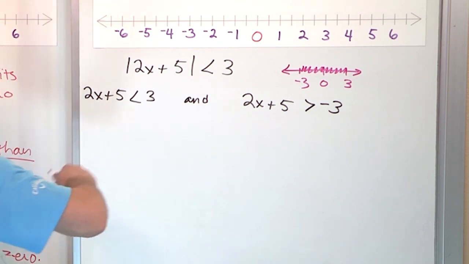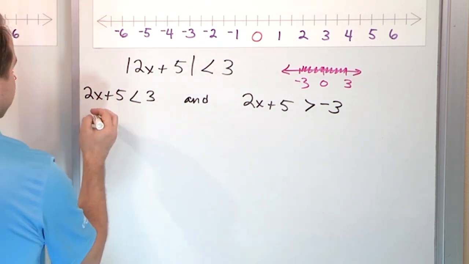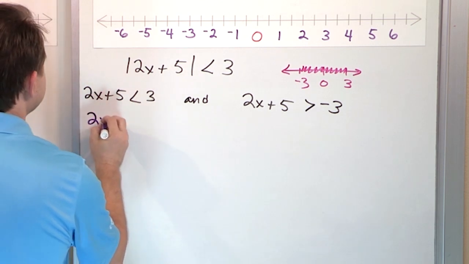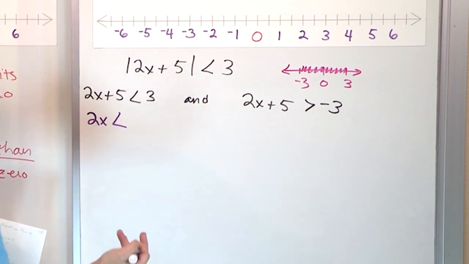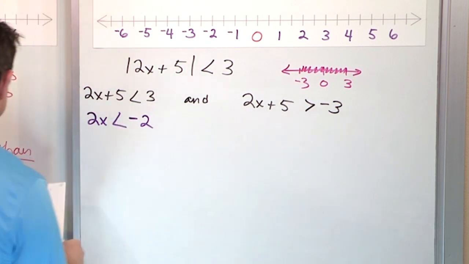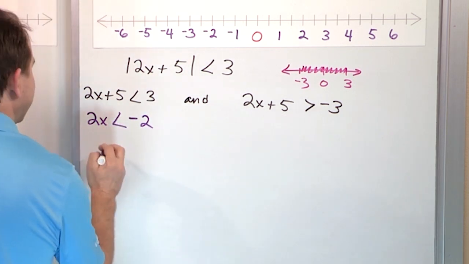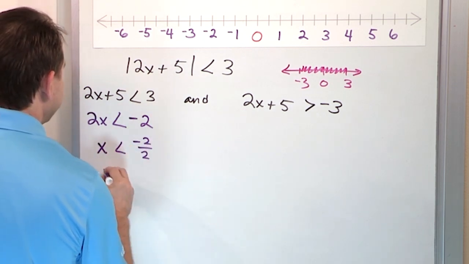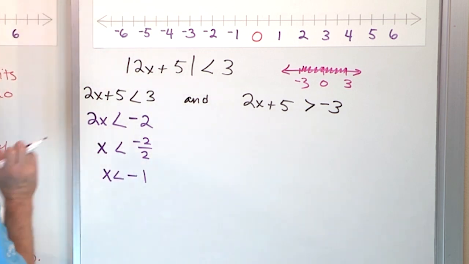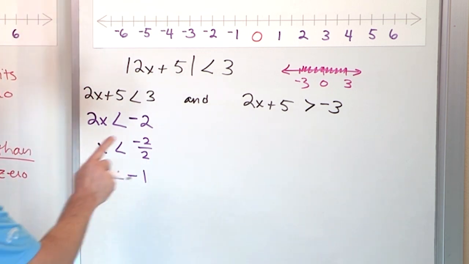Now we just solve them individually, just like little equations really, or little inequalities. So we have 2x less than, we subtract 5 here. What's 3 minus 5? Negative 2 on the right-hand side. And then to get x by itself, we divide by 2. So negative 2 over 2, which means x is less than negative 1. So this is one part of the answer. But we have an and.